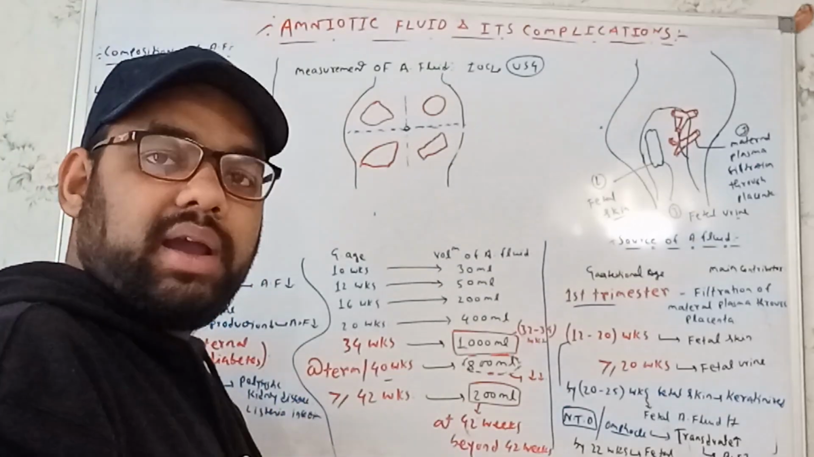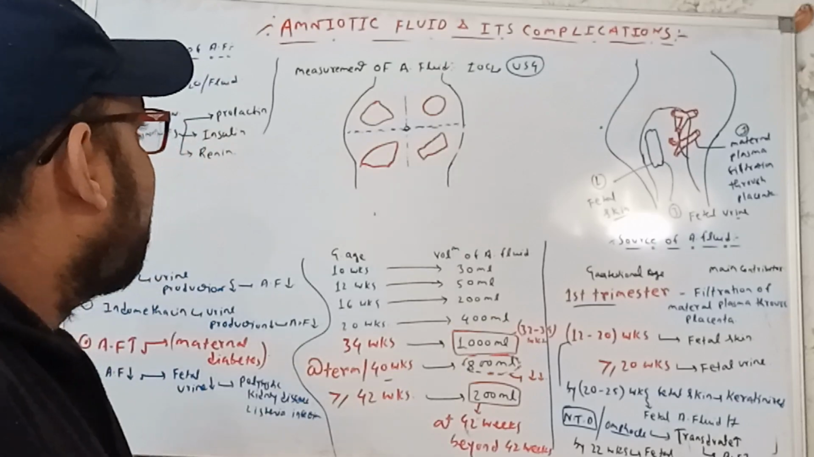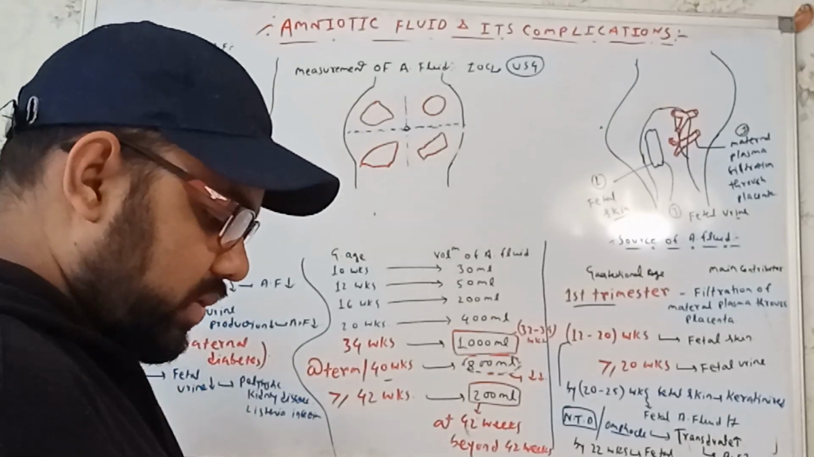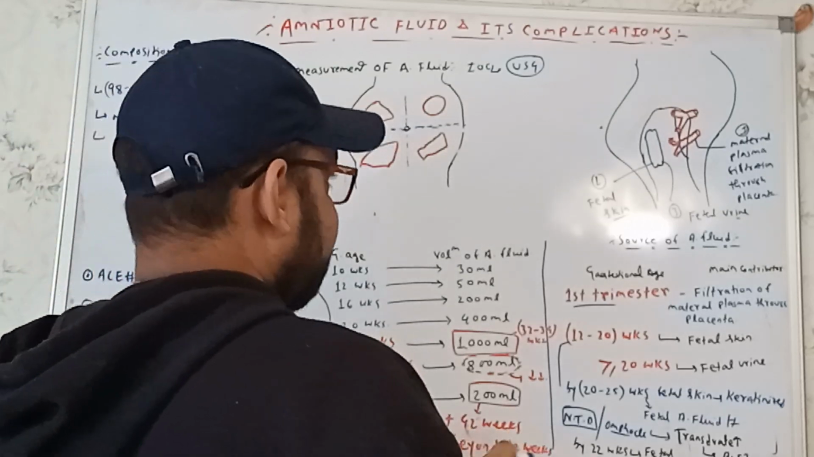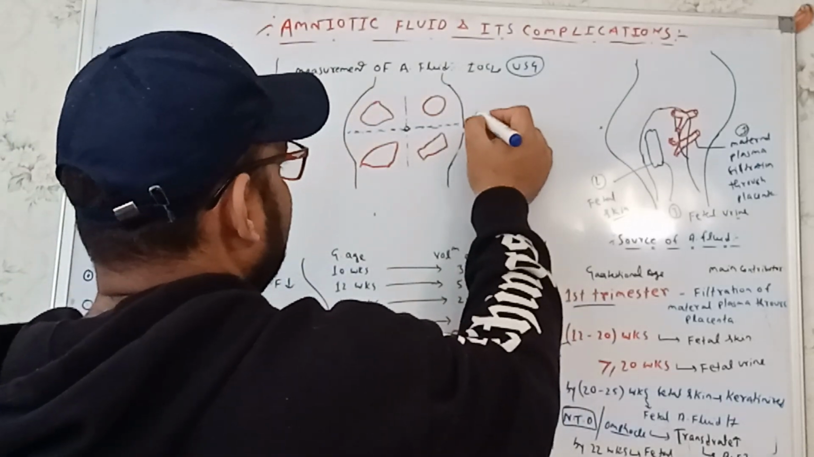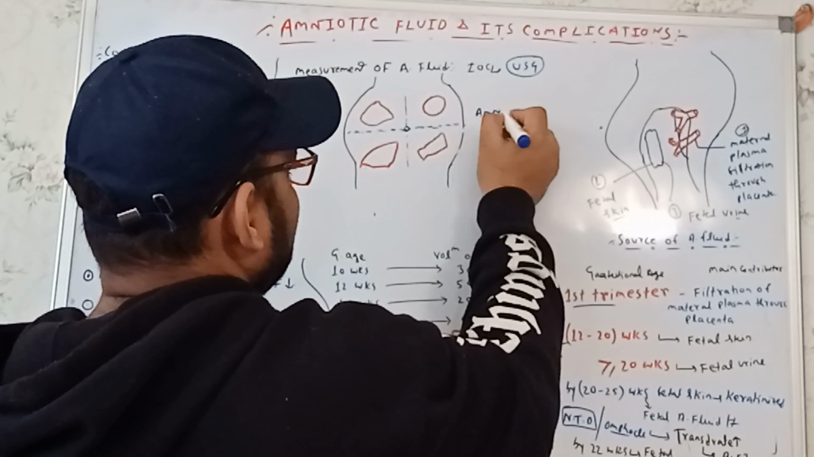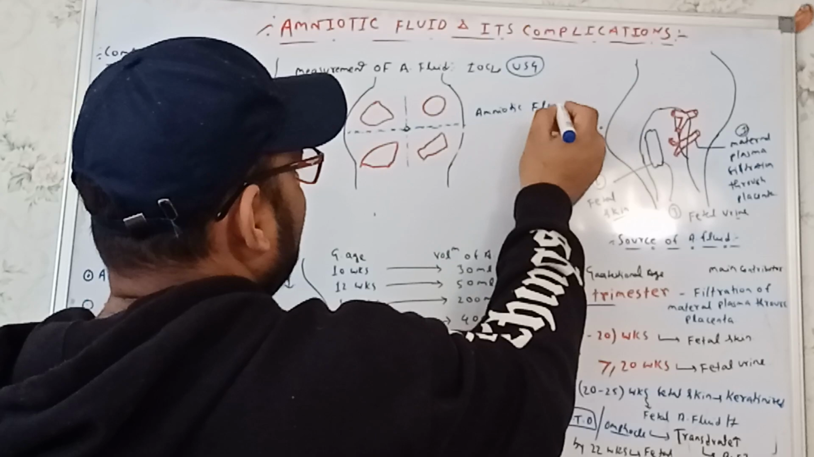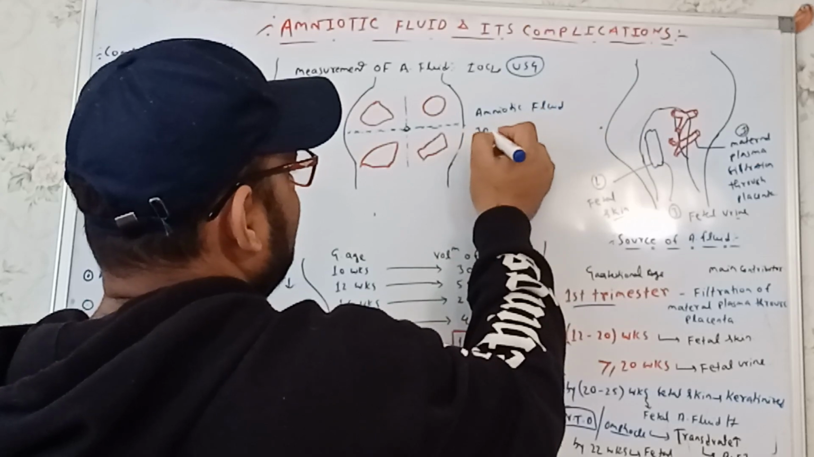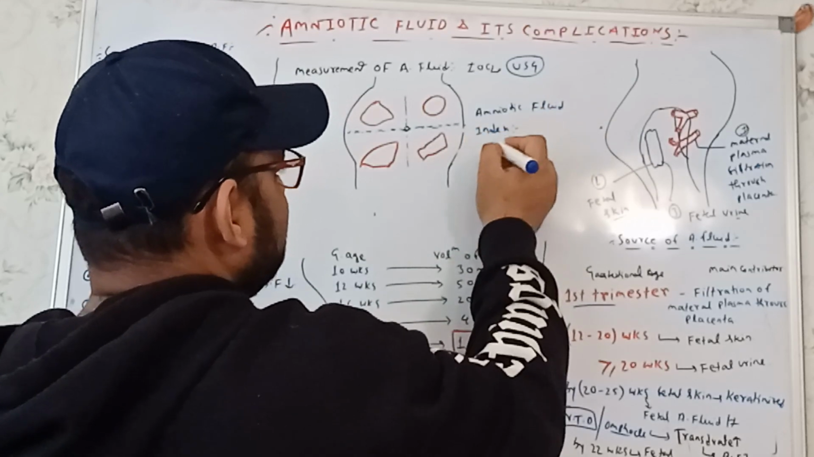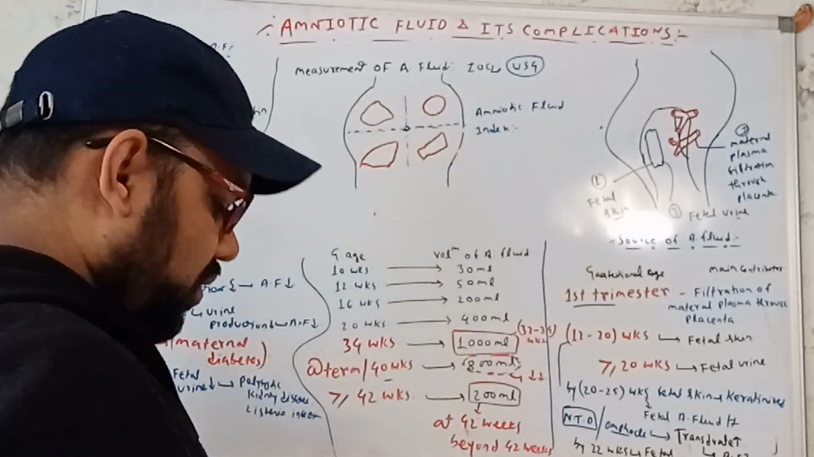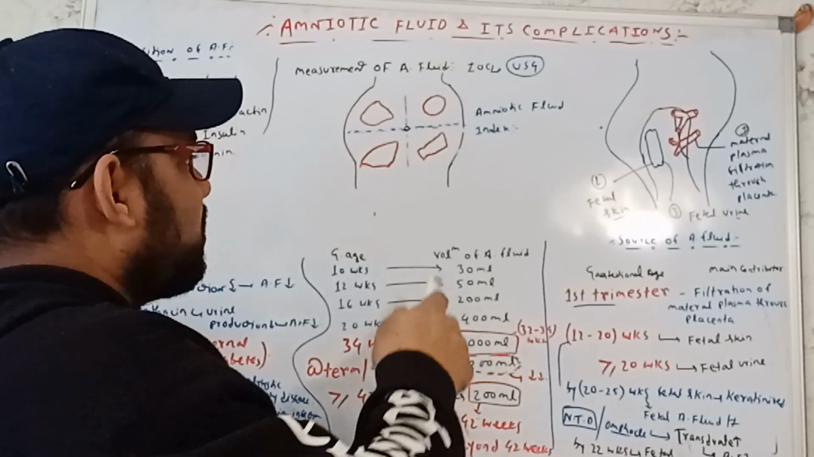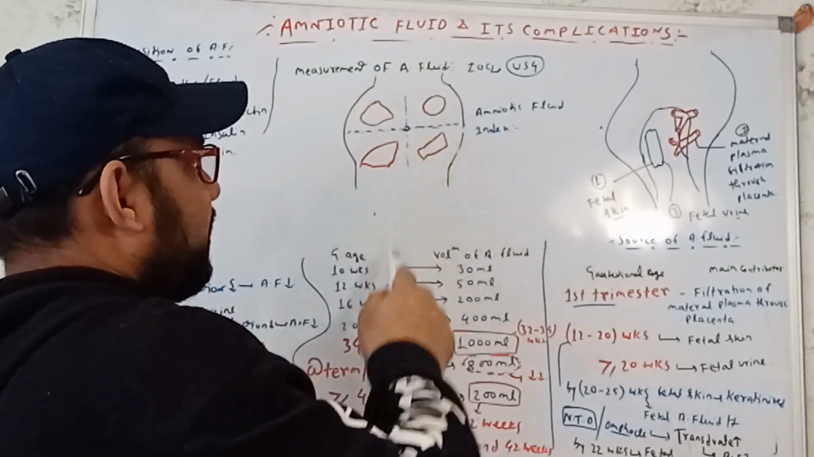Now how can we measure the amniotic fluid? The first thing is we should have an idea what we mean by amniotic fluid index. So what do you mean by amniotic fluid index? It's very important. As we know, we'll get the different kinds of organs over here, and on the USG we'll also get to see the fluids over here.